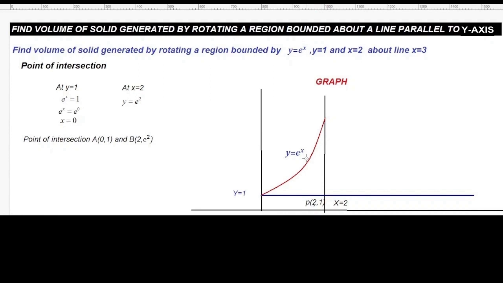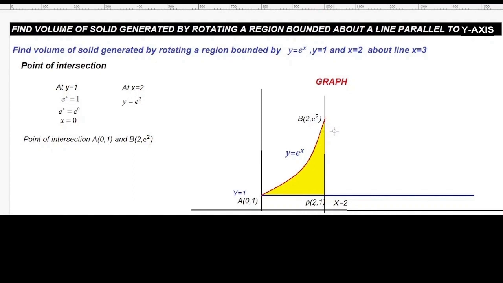This red curve denotes y is equal to e to the power x, and the points of intersection of this curve with the lines are A, that is 0, 1, and with the line x equal to 2, it will be B, that is 2, e squared. And this is the region bounded by the curves and the lines. Let's shade this region.